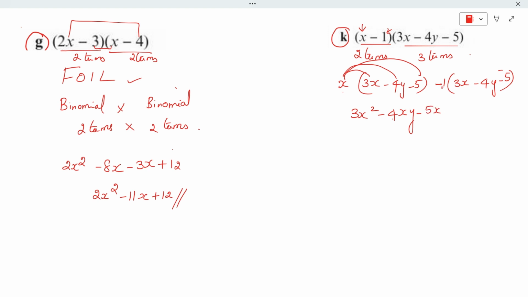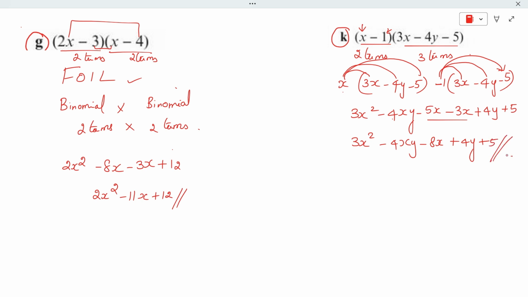Now you have to multiply by minus 1. Minus 1 times 3x is minus 3x. Minus 1 times minus 4y is plus 4y. Minus 1 times minus 5 is plus 5. So now I can rearrange and combine the like terms. Is there any other like term? Yes, minus 5x and minus 3x will become minus 8x, plus 4y plus 5. Isn't it? So this is your answer.